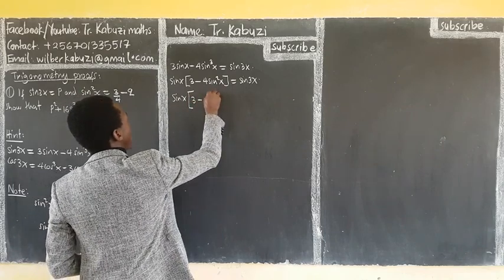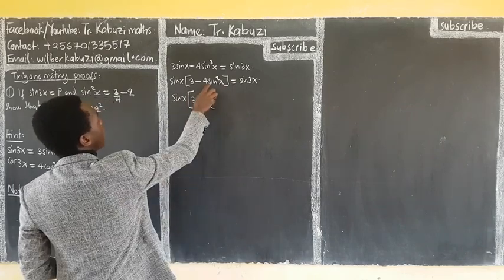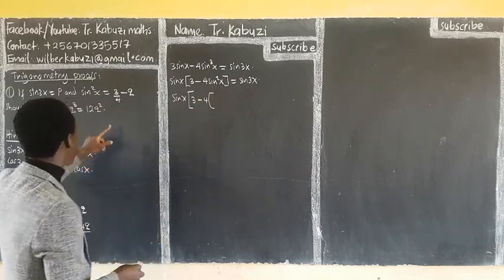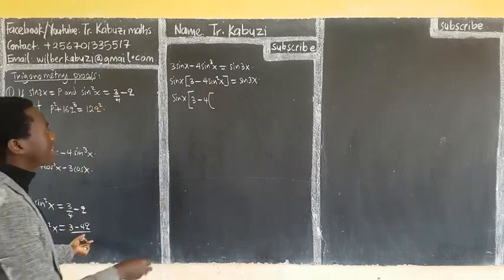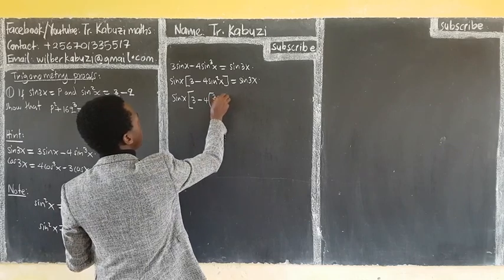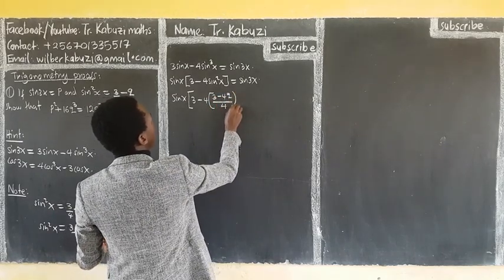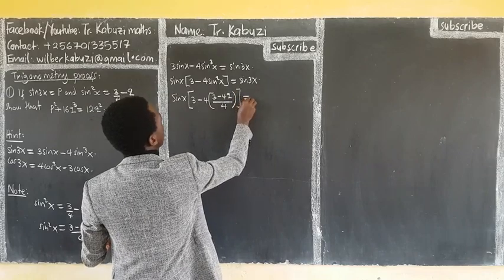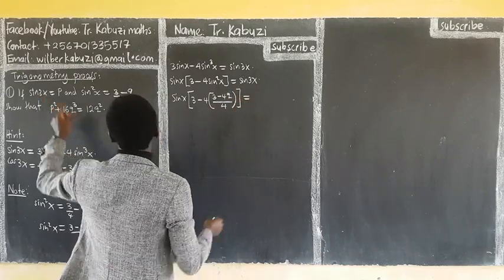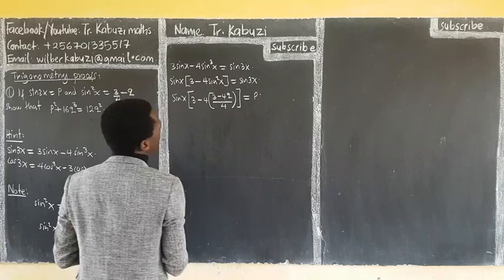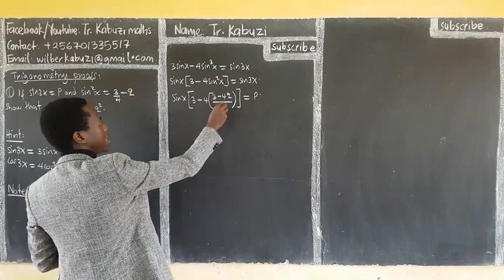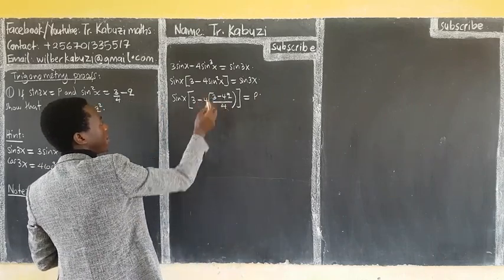Now I open brackets here. My sine squared from the equation was given, but instead we simplified it to this, which is 3 minus 4q over 4, equaling our sine 3x, which is p. Now from there I open brackets. This 4 is going to cancel with this.